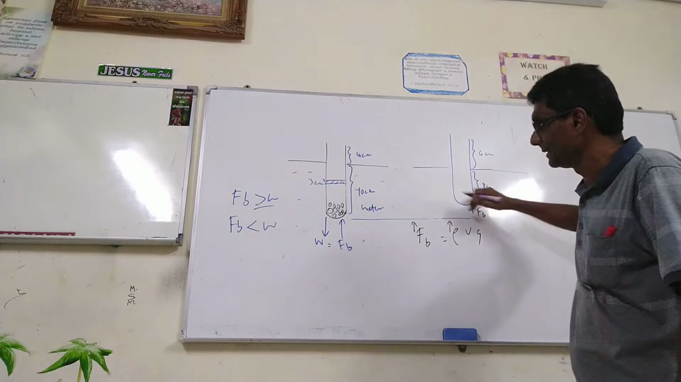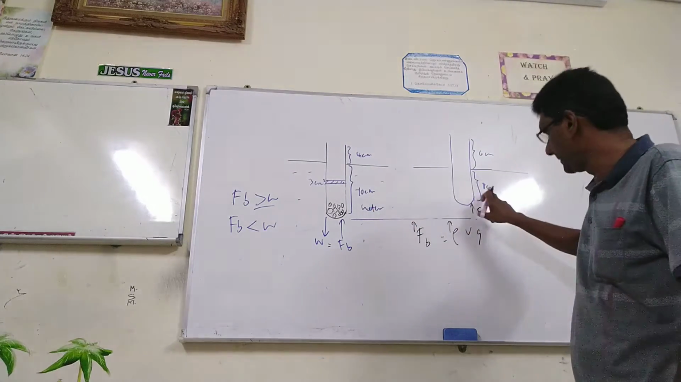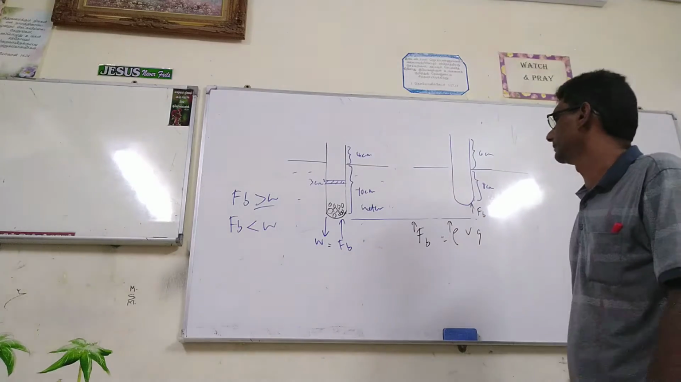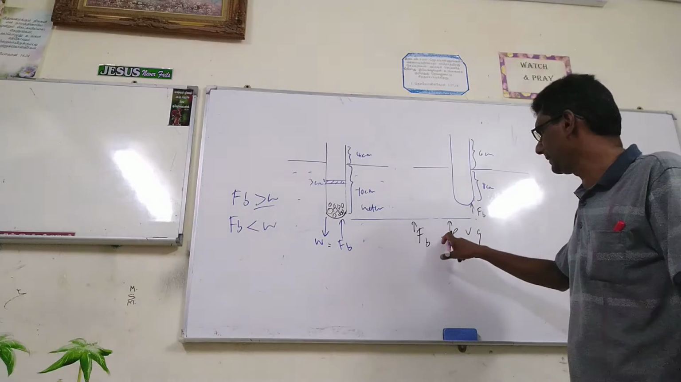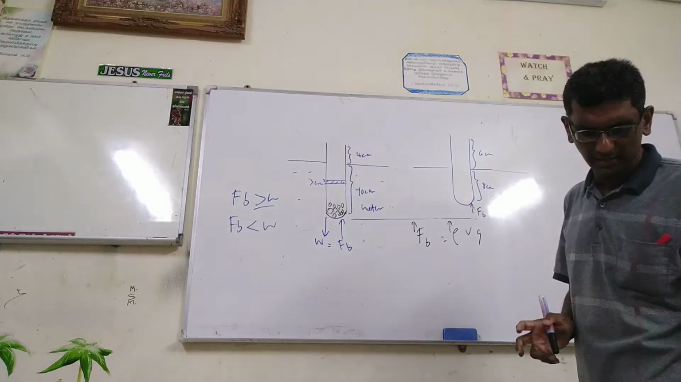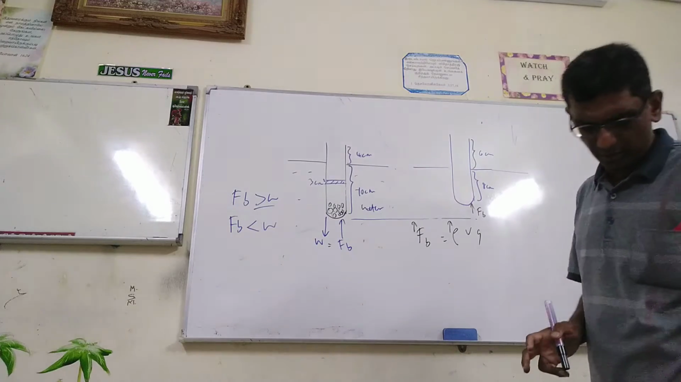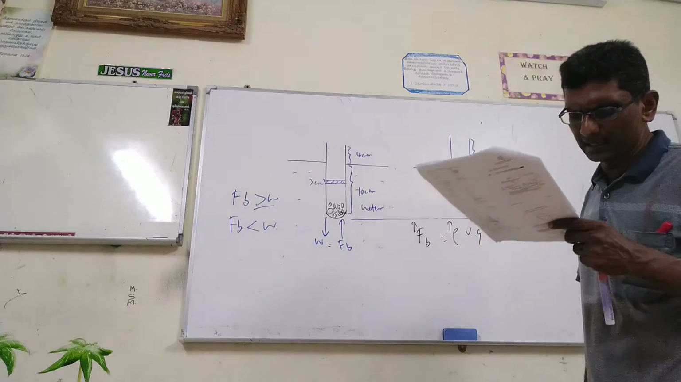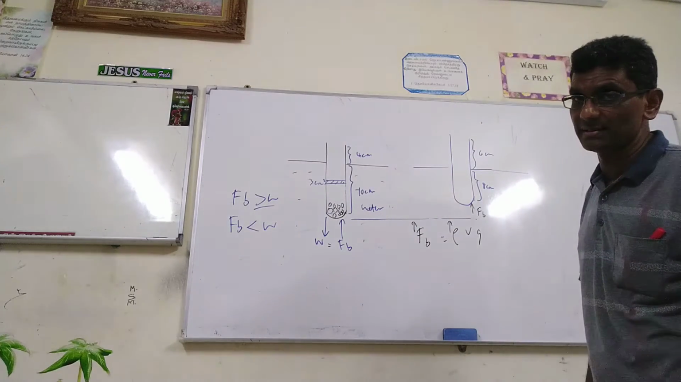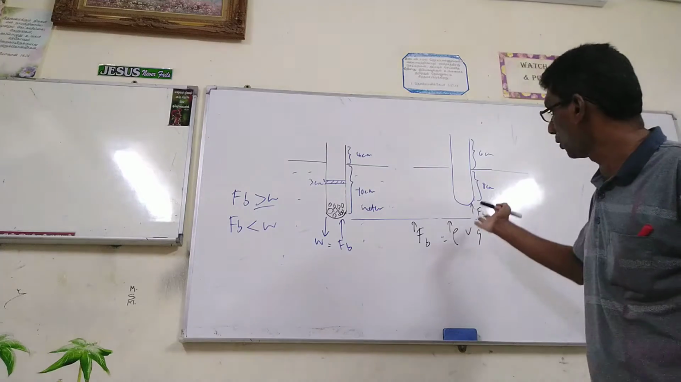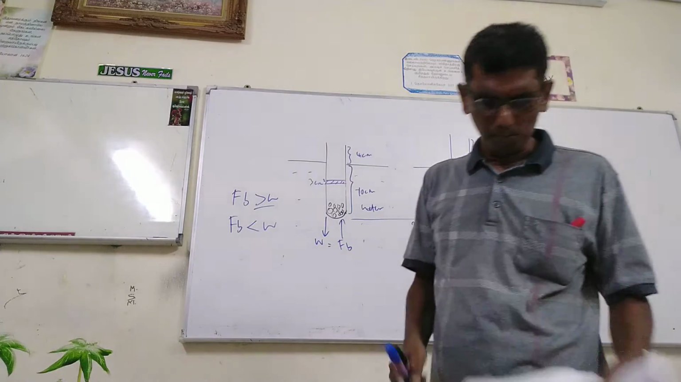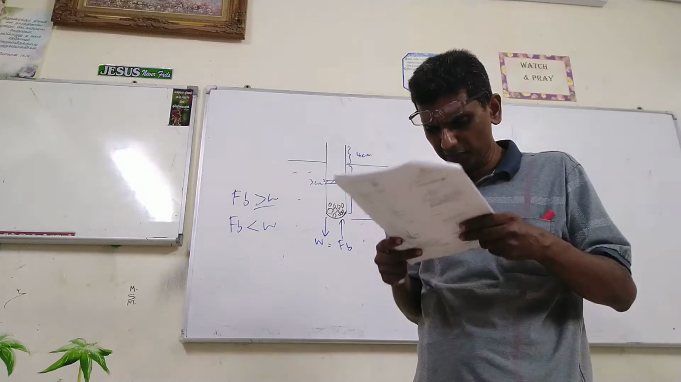The immersed portion is lesser, only a less portion is immersed. So it floats higher. So when the density increases, the buoyant force increases. Okay, so the answer is: when the density increases, buoyant force increases. That's the answer. So the buoyant force pushes up the object. Okay, next question, question number 5.